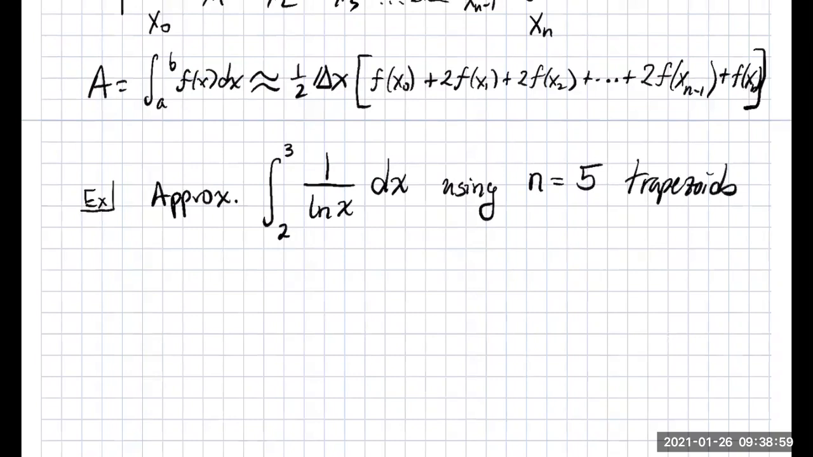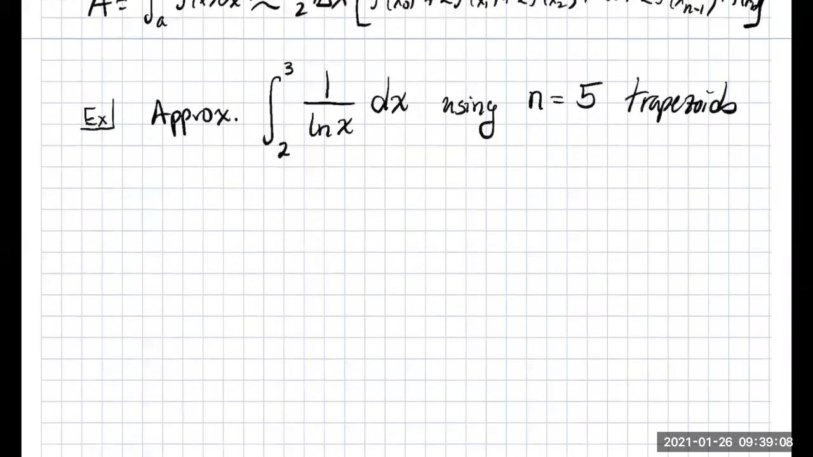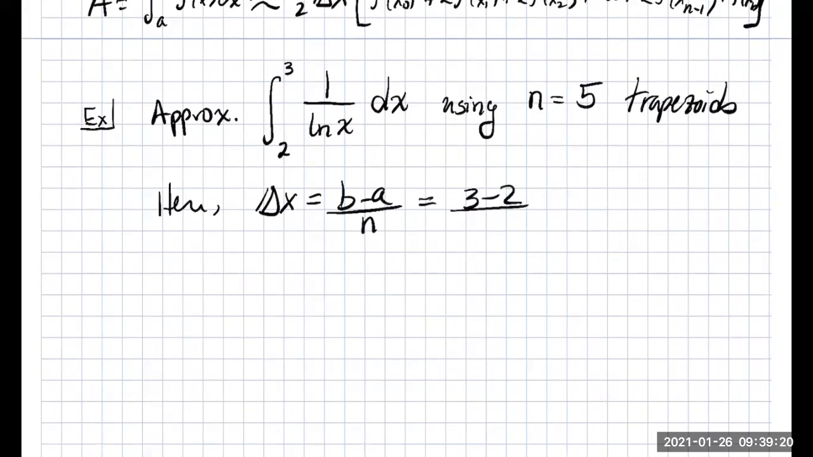Okay, so I want to approximate this integral using n equal to 5 trapezoids. So I'll make a note here. The heights of all those trapezoids can be found using this formula. So 3 minus 2 divided by the number of trapezoids. Okay, so 1/5.